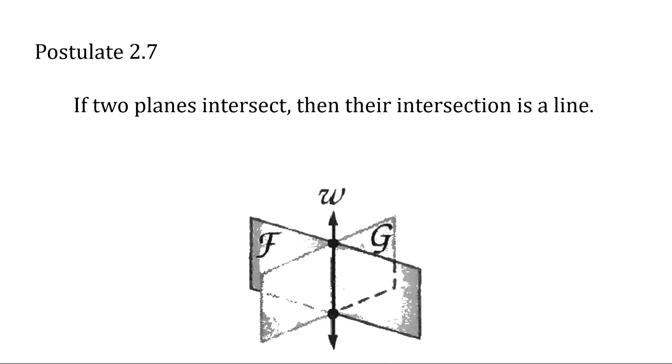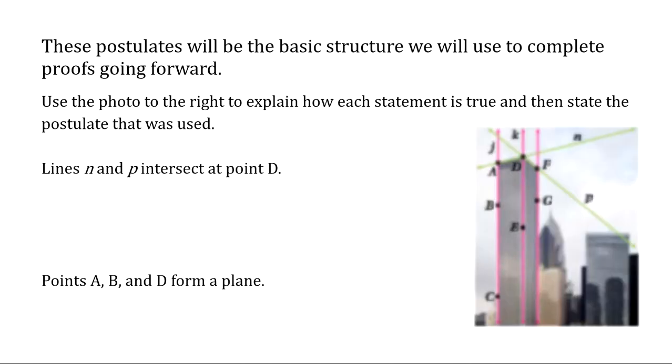That make sense? Okay. We're going to move on. The postulates, like I said, are the basic structure we will use to complete our proofs going forward. We need true statements when we're doing proofs to prove something is valid. So we have to have a true statement to justify what we're saying as we do our proof. We're going to use the photo here on the right to explain why each statement is true, and then we're going to talk about the postulate we used. The picture is much clearer in the book if you want to take a look at that.